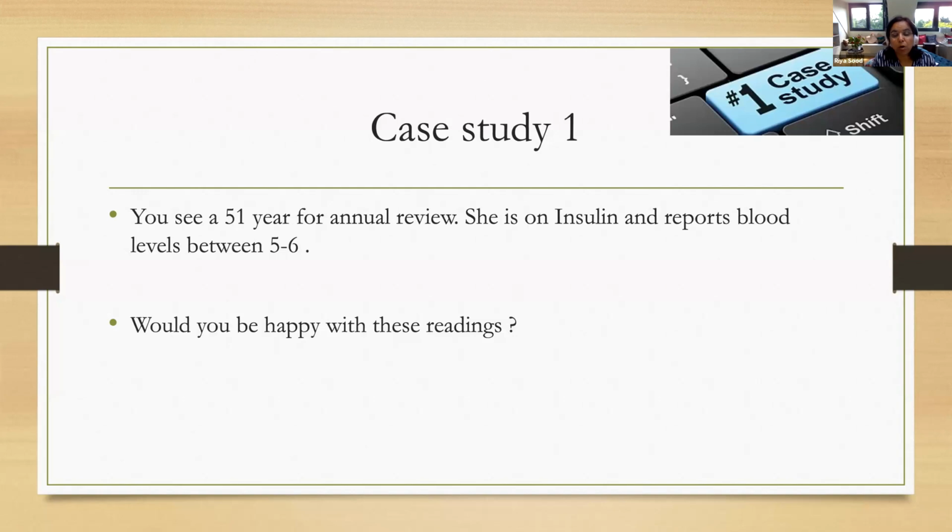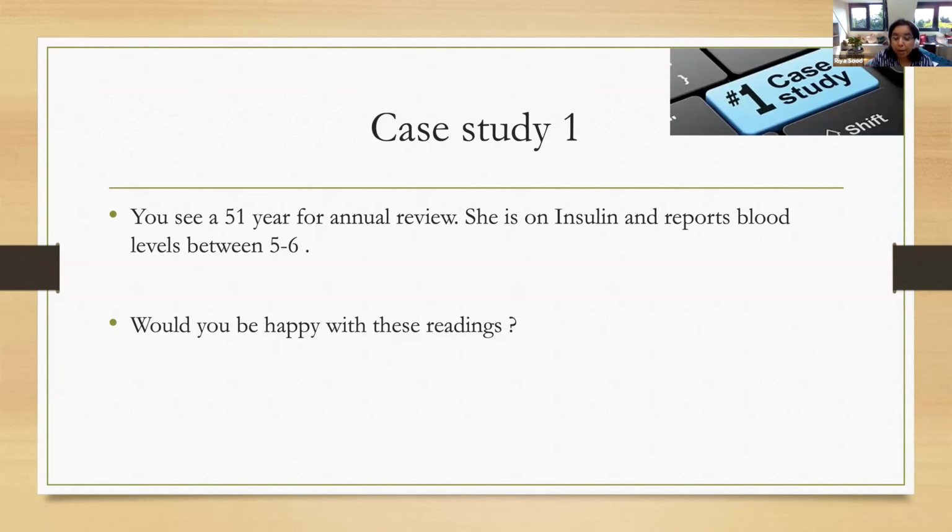The known diabetic on insulin, and you're doing an annual review, and you ask her what her sugars are, and she's saying between 5 and 6. Are we happy? Can people just put something in the chat function? Mahi? Catherine, Marco, Oris? Amina, just put something. Okay.